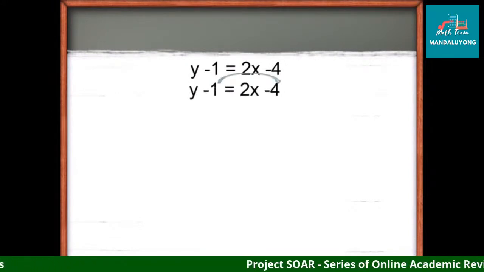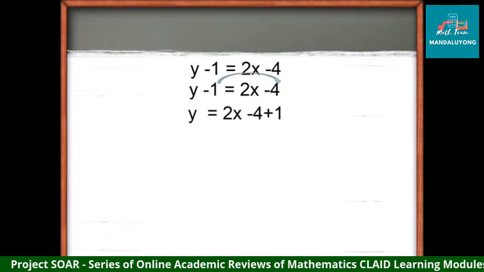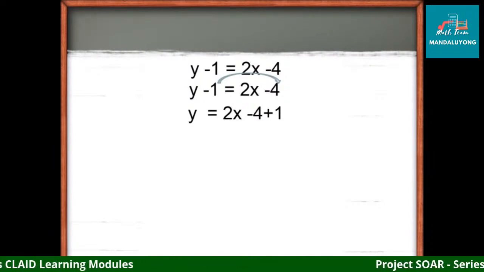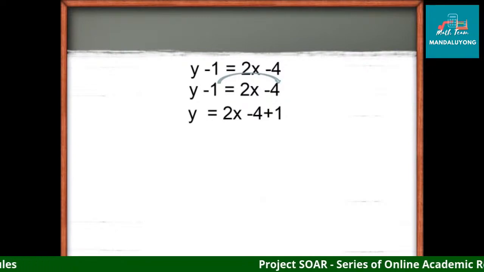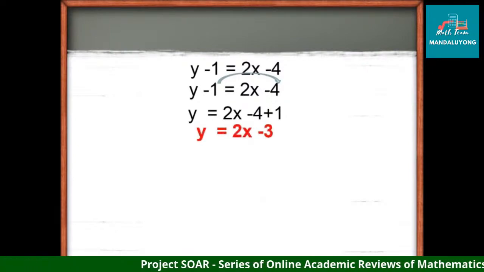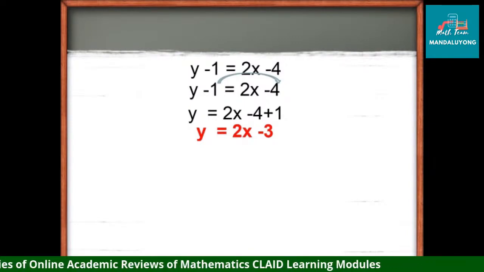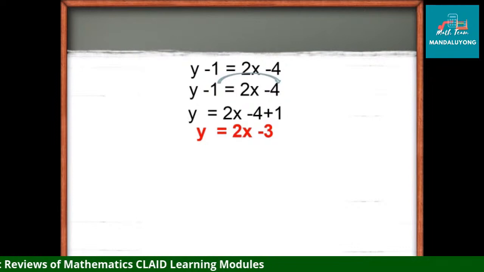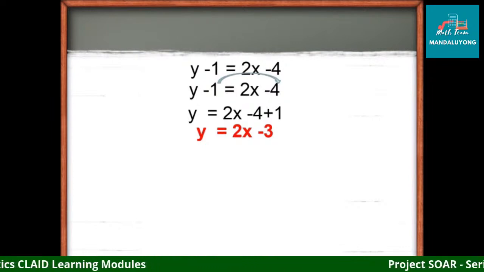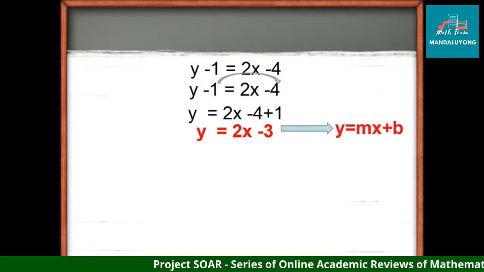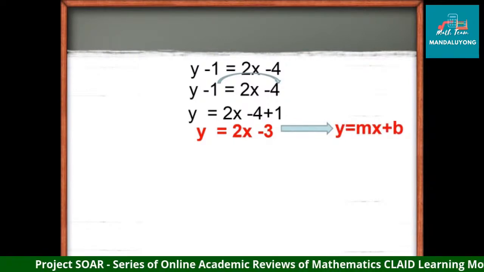Transposing negative 1 on the right side of the equation, we will have y equals 2x minus 4 plus 1. Since negative 4 and positive 1 are both like terms, we need to combine them. So it will become y equals 2x minus 3. Now, y equals 2x minus 3 is our equation of the line as far as our given problem is concerned. Take note that this equation is written in slope-intercept form, which is y equals mx plus b.